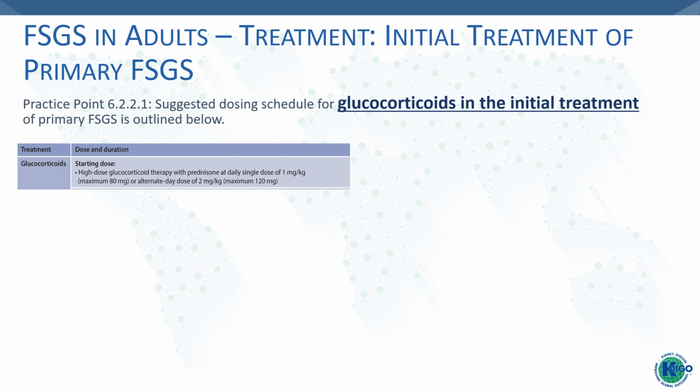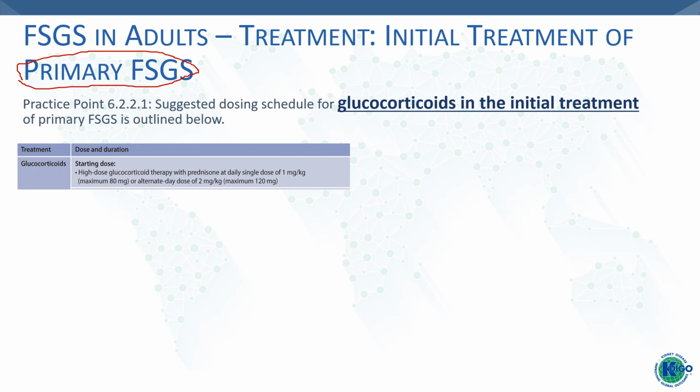Regarding the doses, the glucocorticoid initial treatment in focal segmental glomerulosclerosis is the same as in case of minimal change disease. You have to give the patient 1 milligram per kilogram. And for sure, I'm here talking about the treatment of primary focal segmental glomerulosclerosis. You have a primary focal segmental glomerulosclerosis, so you have to start immunosuppressive beside the supportive therapy.